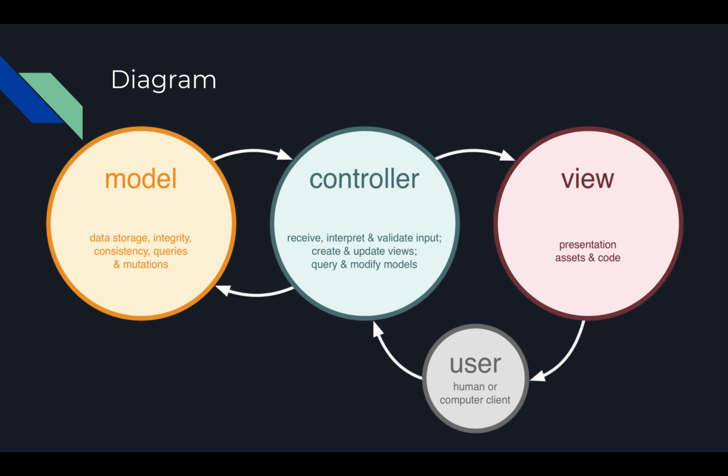What the user does is they actually interact with the controller, which is there to receive, interpret, and validate input, as well as create and update views and query and modify models. So let's say the user is logging in. The user will type in their username and password, click submit. The controller interprets the username and password. It's then passed to the model.